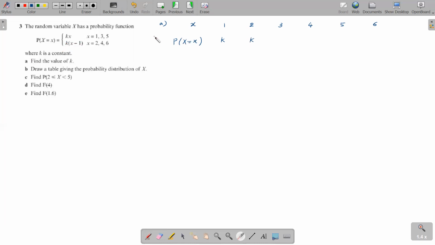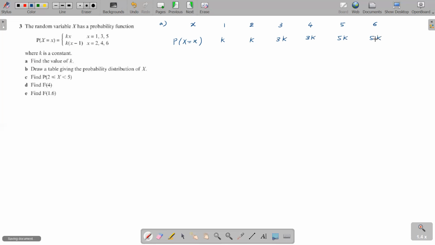When X is 3, it's K into 3. That's 3K. When X is 4, it's K times 4 minus 1. That's again 3K. When X is 5, so K into 5, that's 5K. When X is 6, so K into 6 minus 1, that's again 5K.